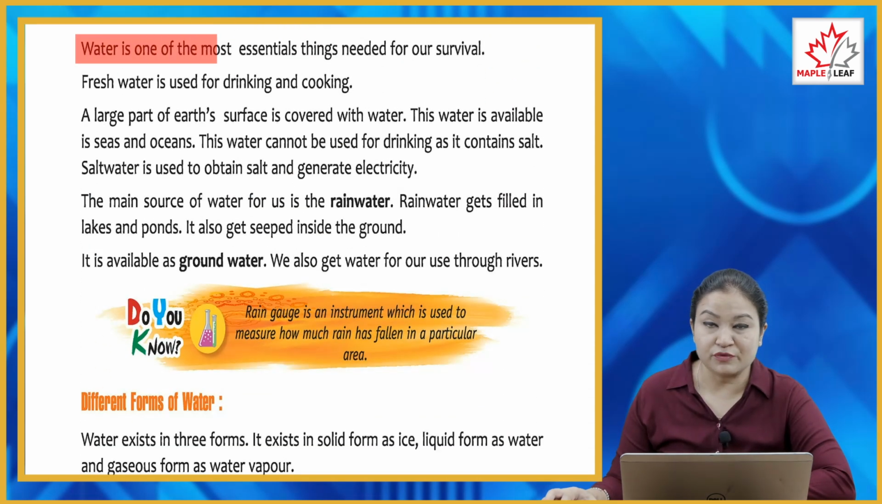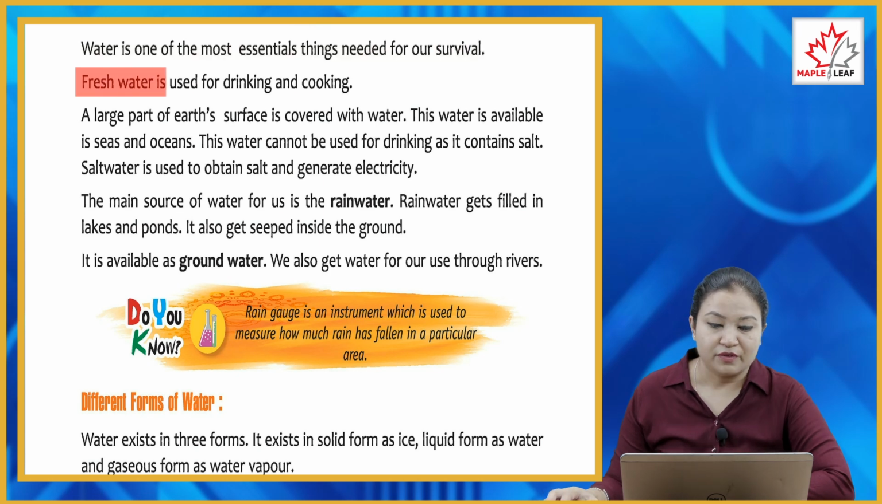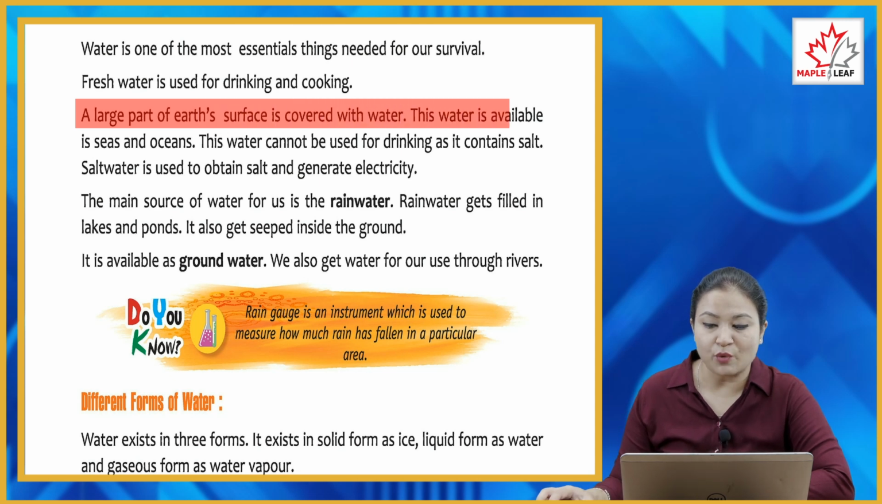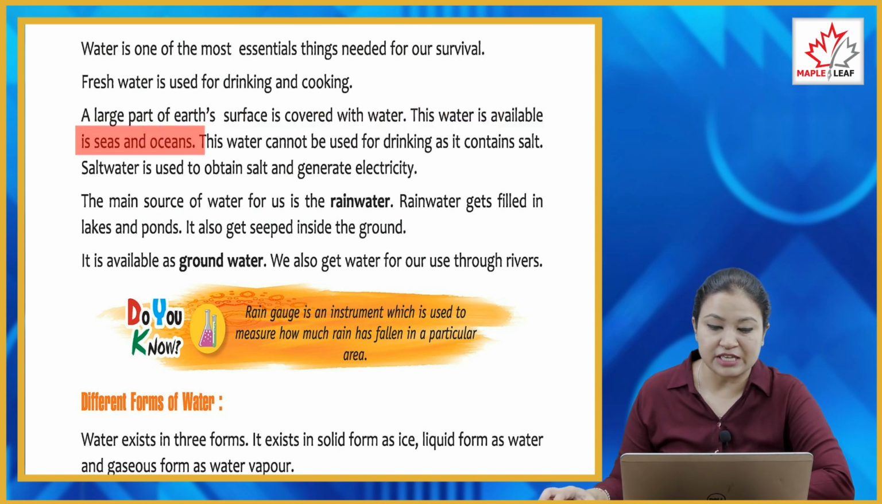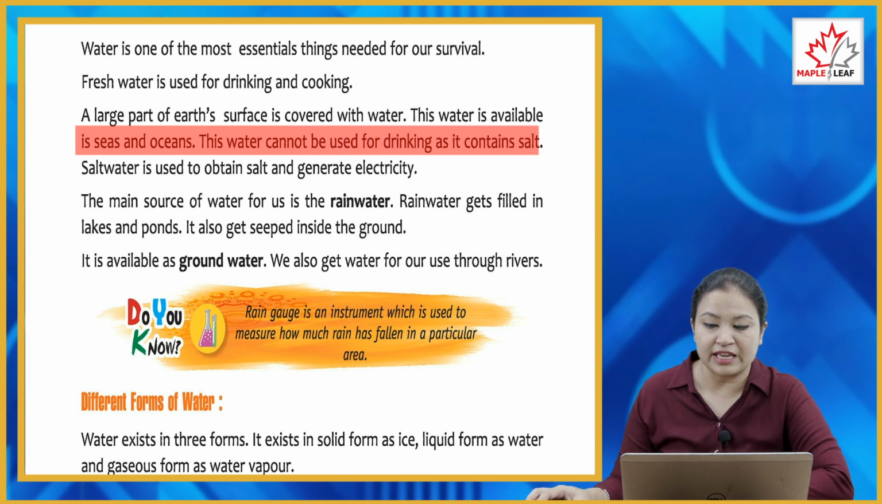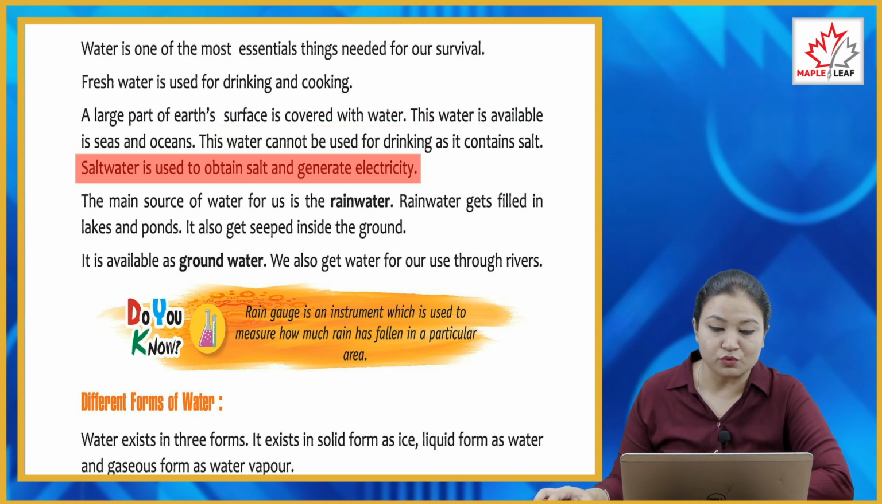Now, water. Water is one of the most essential things needed for our survival. Fresh water is used for drinking and cooking. A large part of Earth's surface is covered with water. This water is available in seas and oceans. This water cannot be used for drinking as it contains salt. Salt water is used to obtain salt and generate electricity.